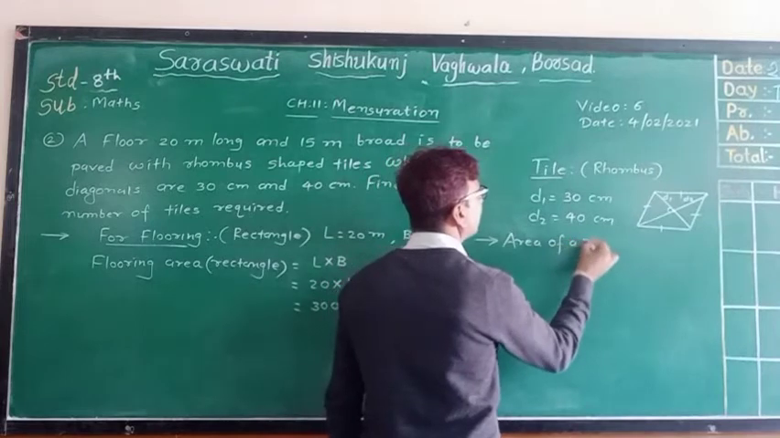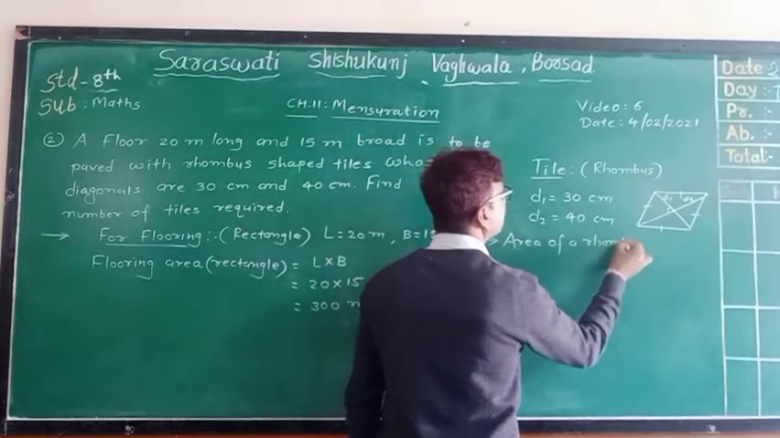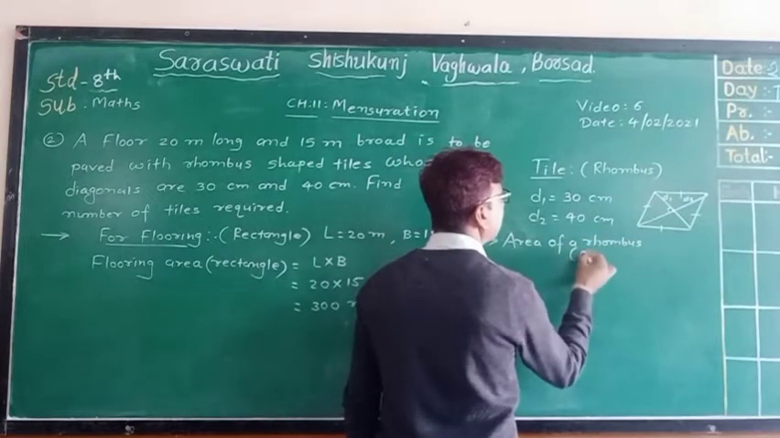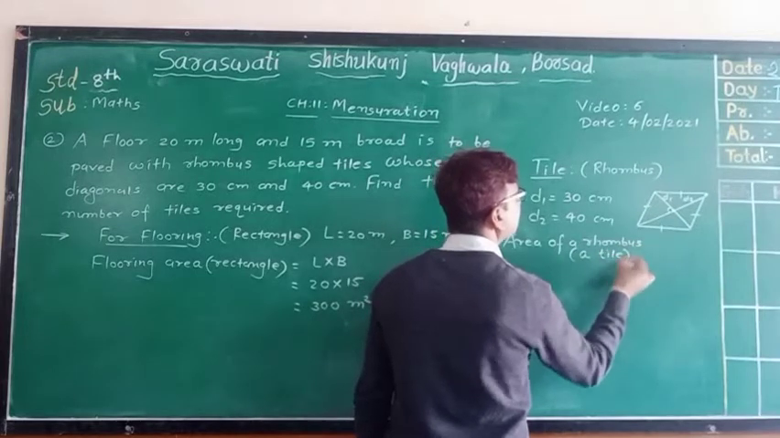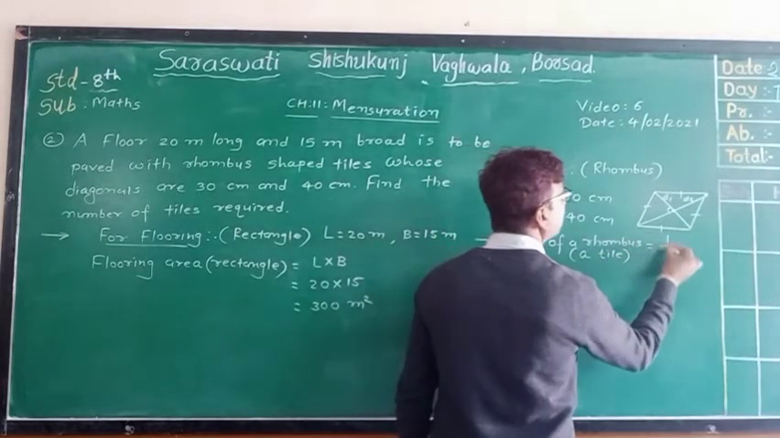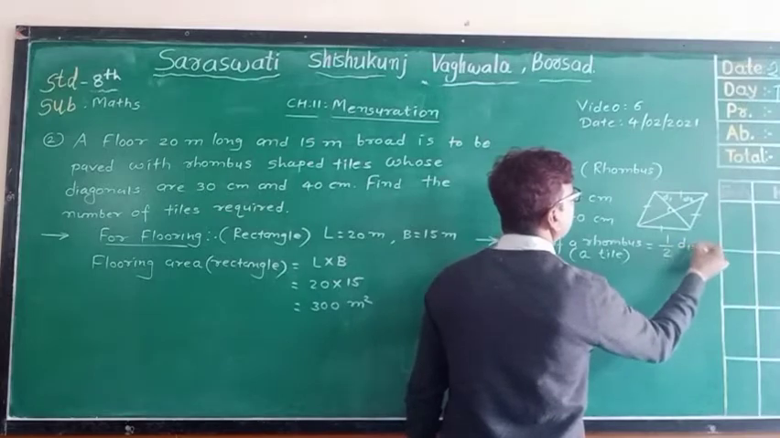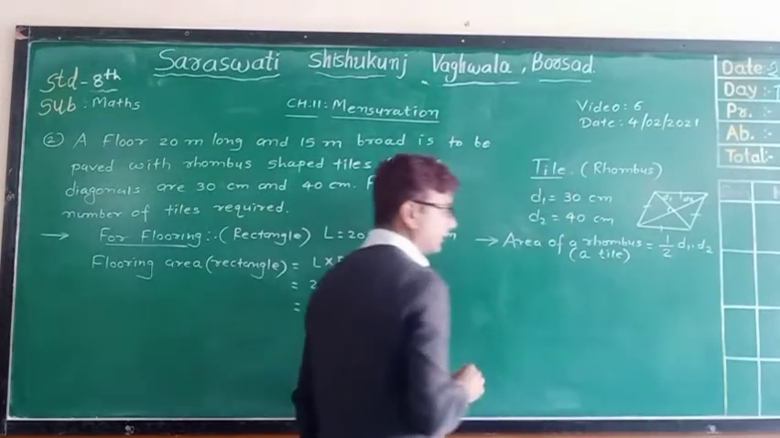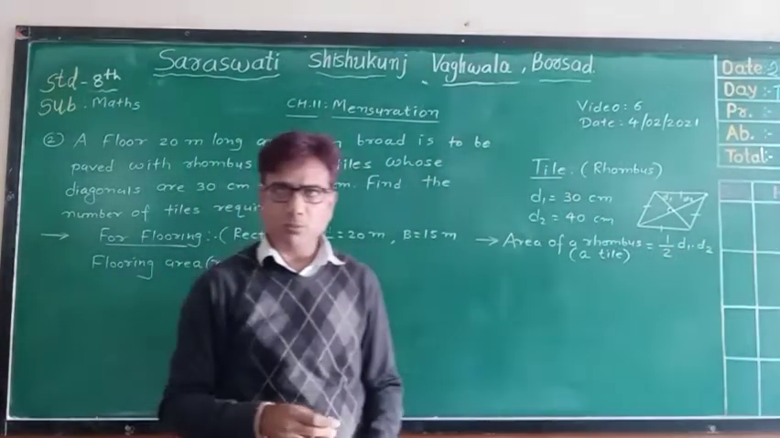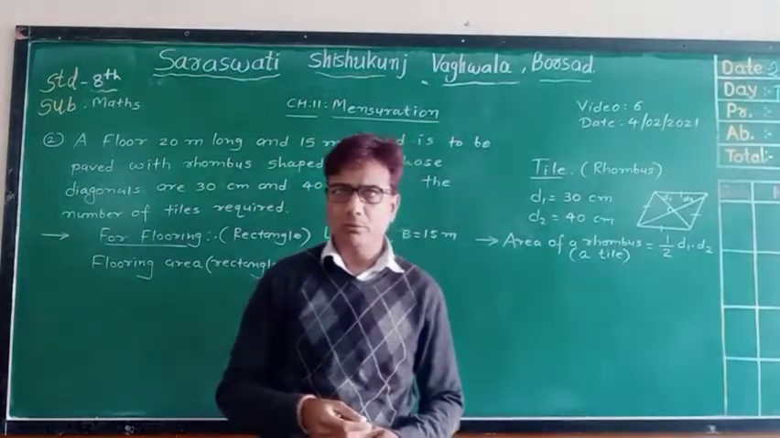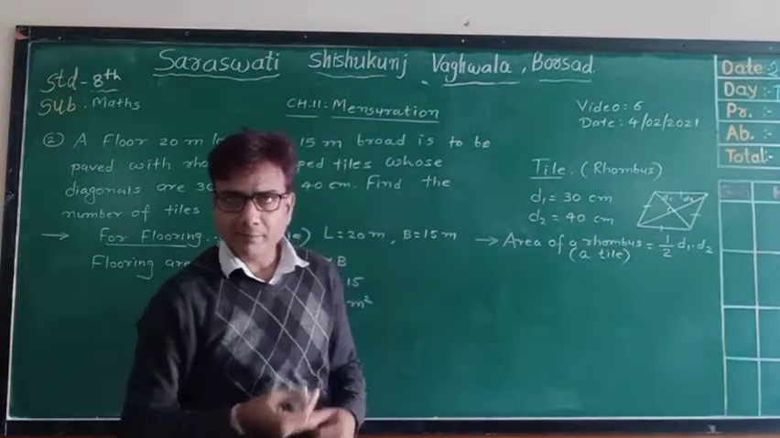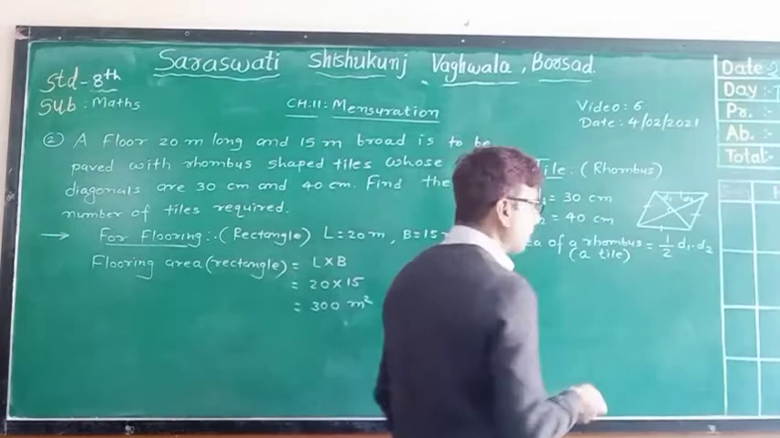Area of a rhombus is equal to 1/2 D1 into D2. This is the formula to find the area of a rhombus. We know the area of a rhombus is equal to the product of the two diagonals divided by 2. So D1 D2 by 2.